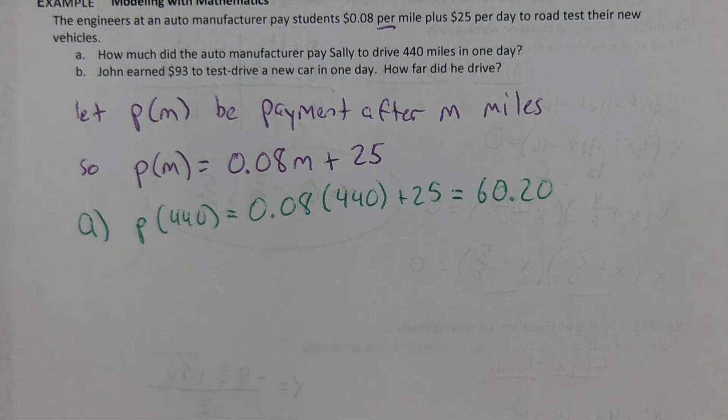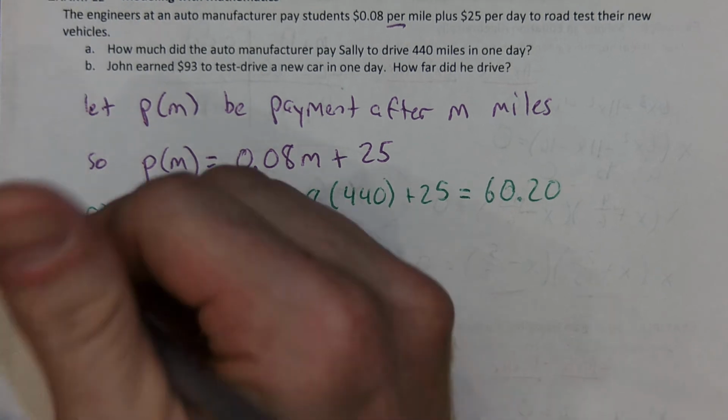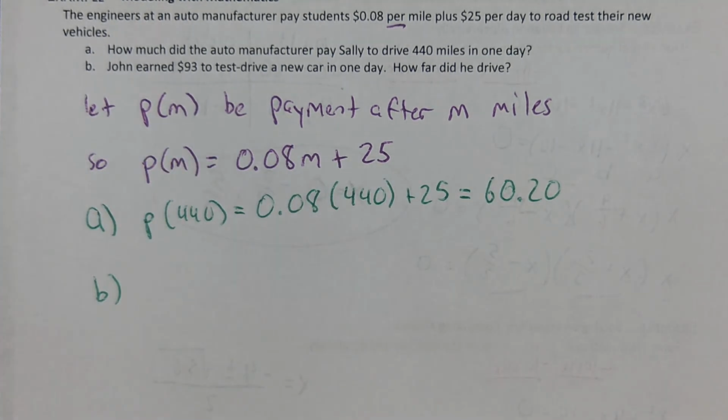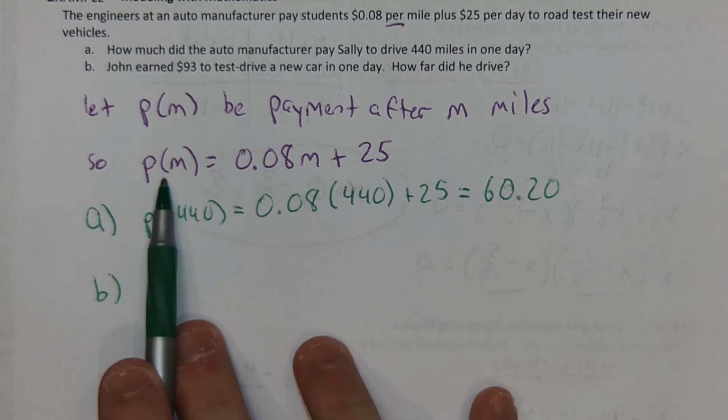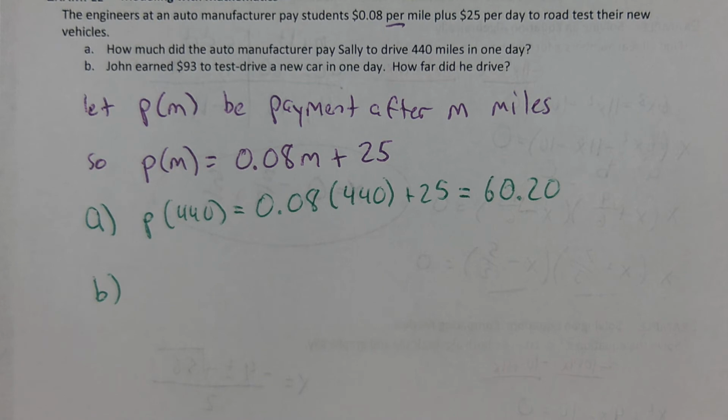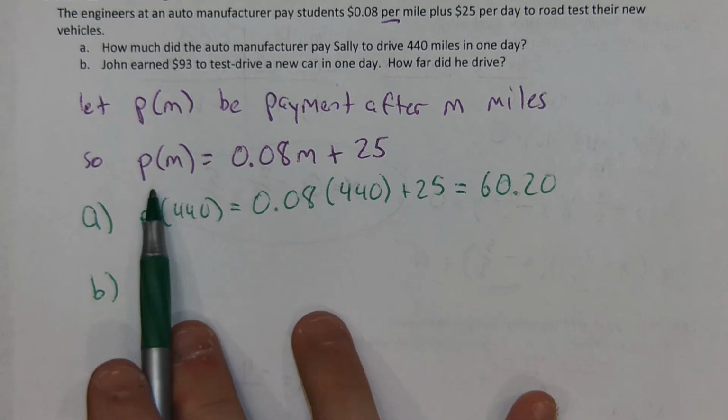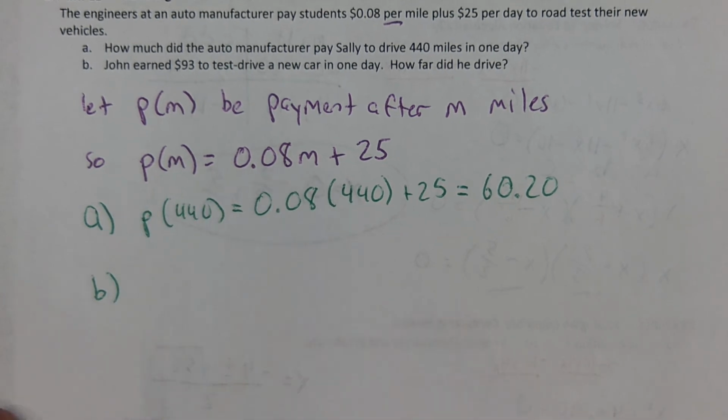Part B. John earned $93 to test drive a car in one day. But this time we want to know, how far did he drive? So 93 is actually this value, the payment in terms of miles, excuse me. So the 93 goes there, and we will solve for m.